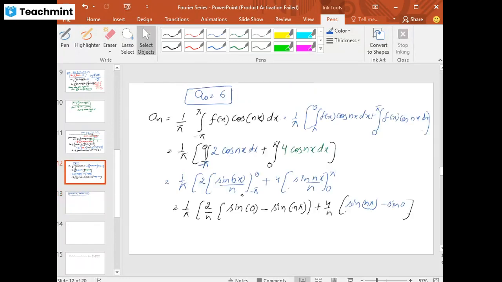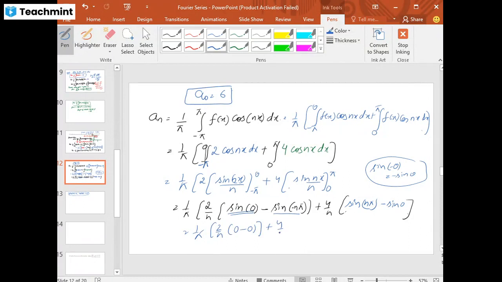In this particular part, sine 0 is already 0, and sine n pi is also 0, because sine of minus theta is equal to minus sine theta. So this negative sign becomes positive, but sine n pi is 0. So what do we get here? It is 2 upon n times 0 minus 0, and this is 4 upon n times, again sine n pi is 0, sine 0 is also 0. So the value of an comes out to be 0 only.